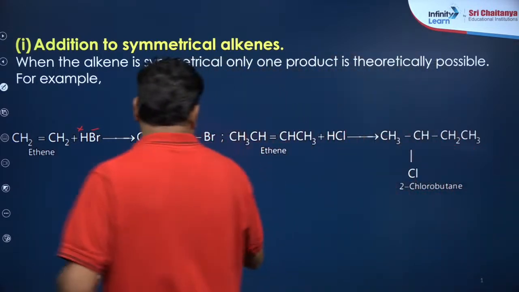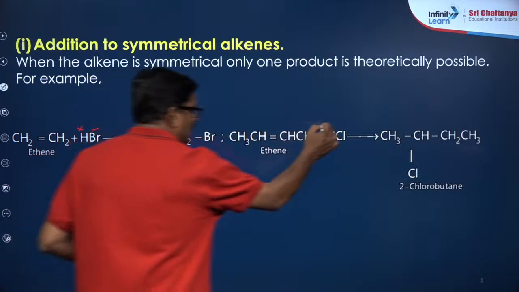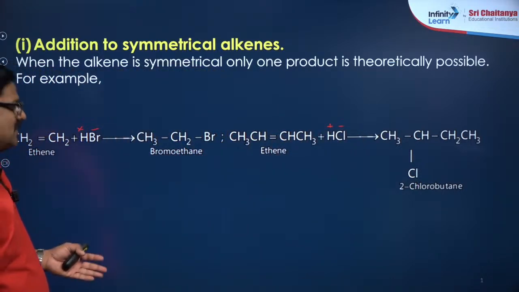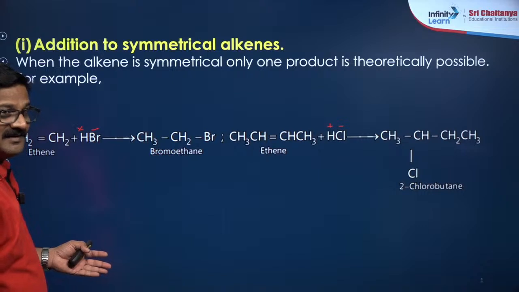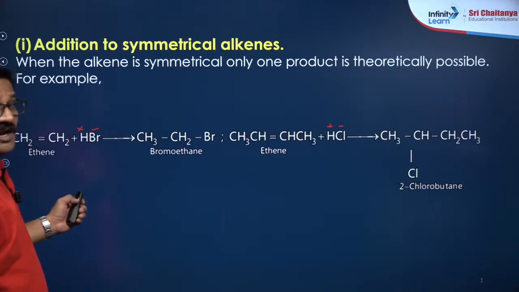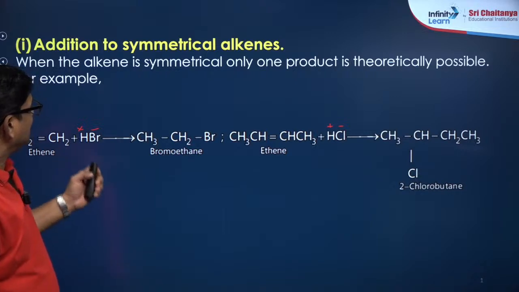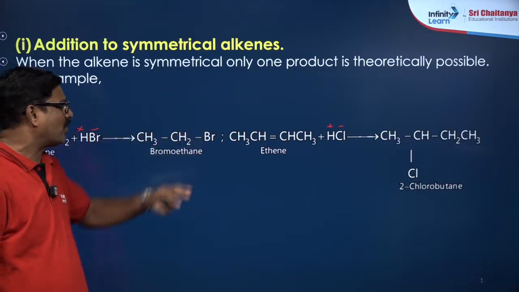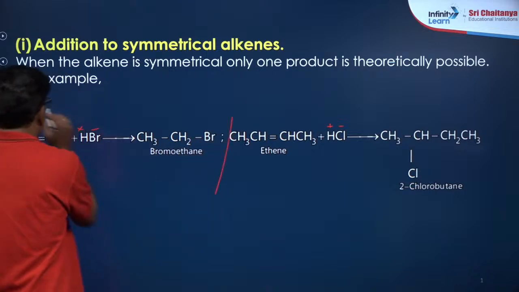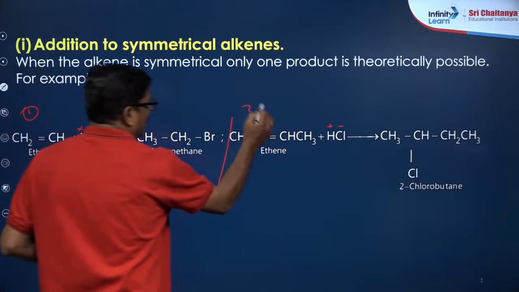Now this is also H plus and Cl minus. You are going to get 2-chlorobutane. Fine, any doubt? This is about symmetrical alkene. When the alkene is symmetrical, only one product is theoretically possible. This is example 1 and this is example 2.